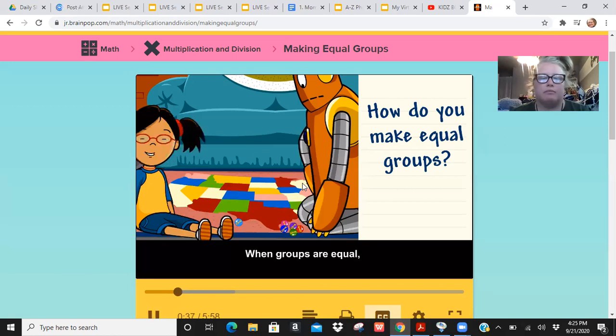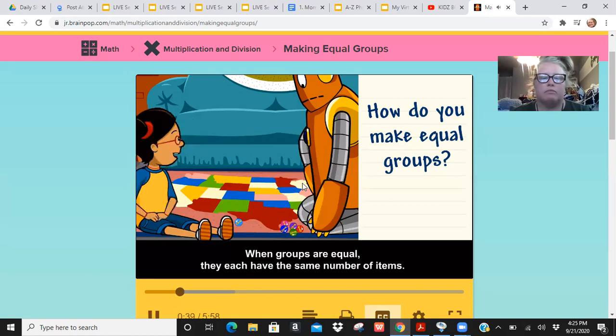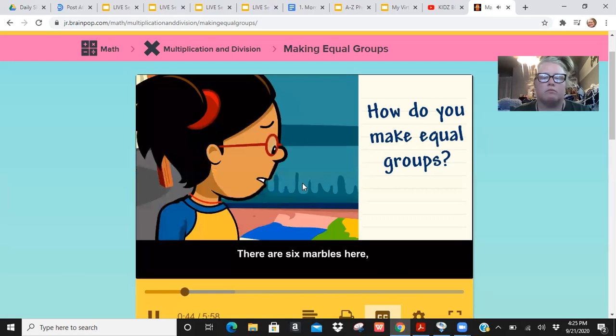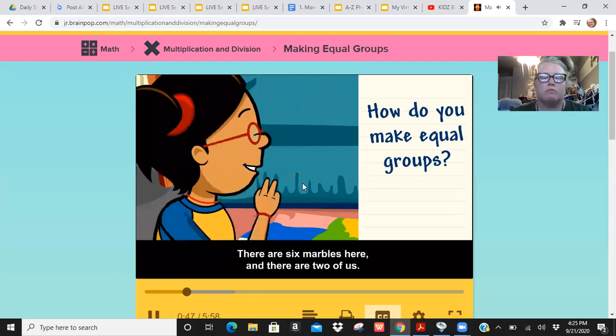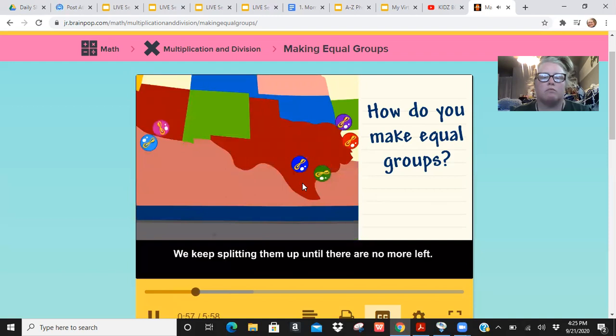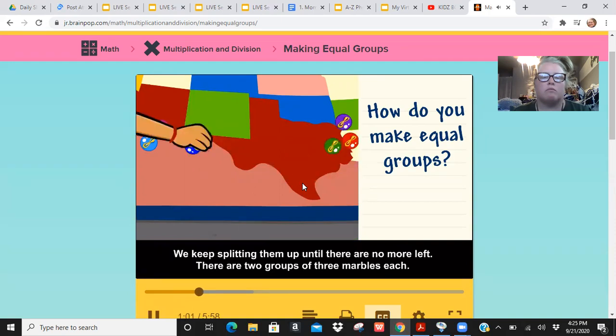When groups are equal, they each have the same number of items. There are 6 marbles here, and there are 2 of us. So you get 1, and I get 1. Then you get 1 more, and I get 1 more. We keep splitting them up until there are no more left. There are 2 groups of 3 marbles each.